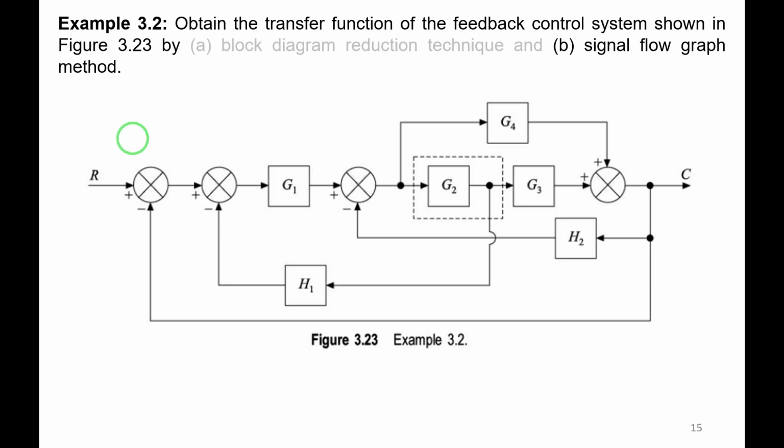Second problem. This one, I will give it to you. Can you do it? So note down this and try to solve it. Note down this question. Take the snapshot. Obtain the transfer function of the feedback control system shown in the figure by signal flow graph method.